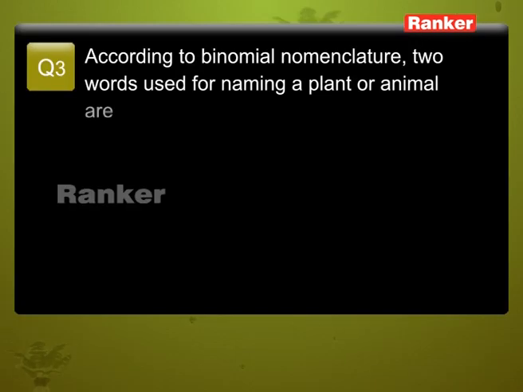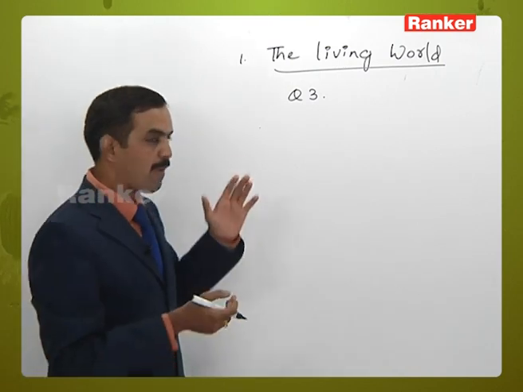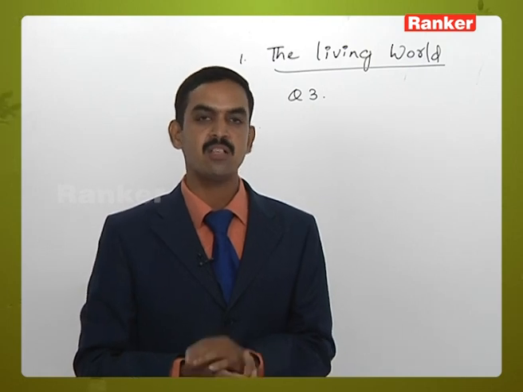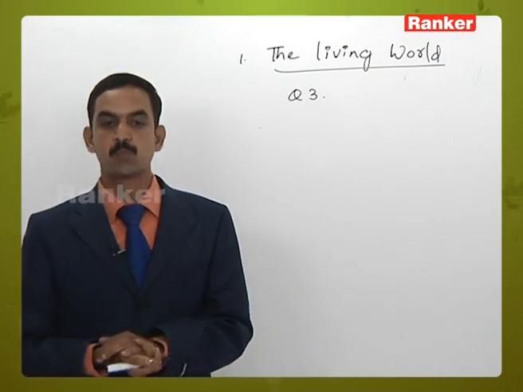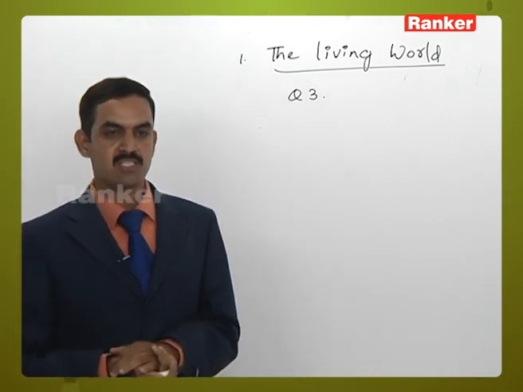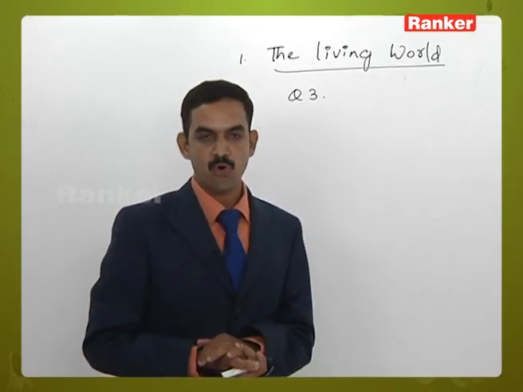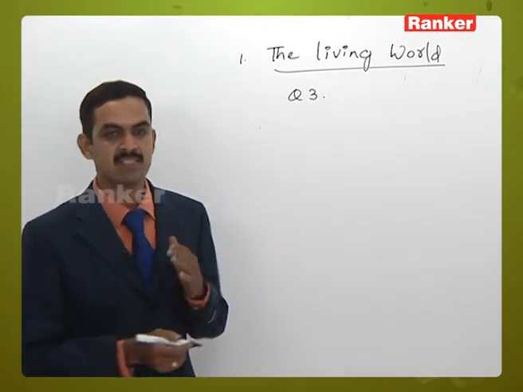Question number 3, according to binomial nomenclature, the 2 words used for naming a plant or animal are. In binomial nomenclature, plants or animals are named based on 2 words. The first word is called genus and the second word is called species. The options are: first, family and genus; second, species and family; third, class and family; fourth, genus and species.